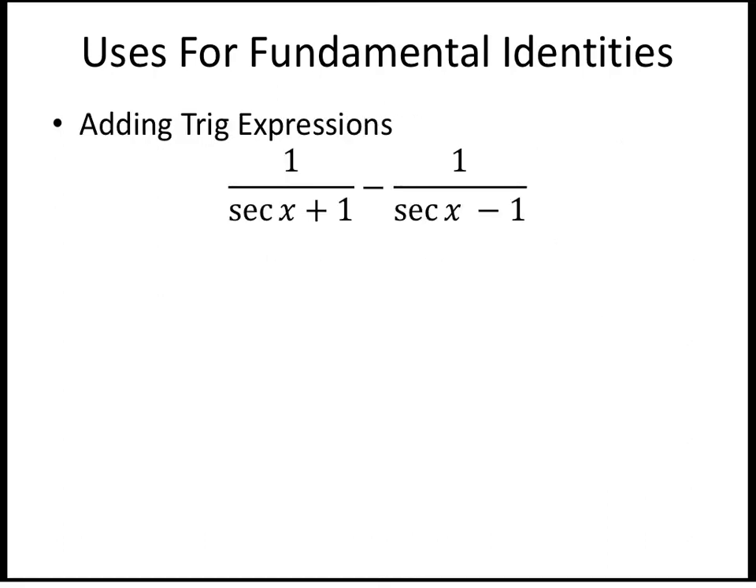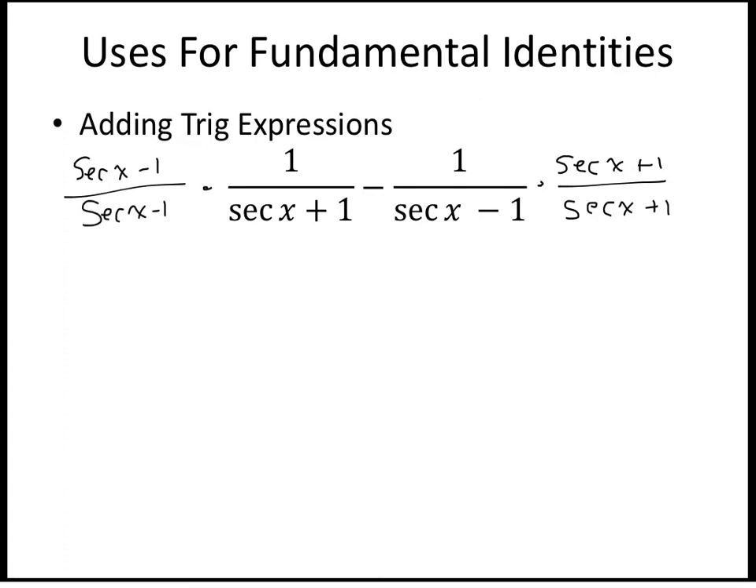Now let's talk about adding trig expressions. Whenever we add trig expressions, we need to have common denominators. And a lot of times when we get common denominators, we end up having to multiply each fraction by the denominator of the other fraction over itself. So I'm going to multiply this by secant of x plus 1 over secant of x plus 1. And I'm going to multiply this one by secant of x minus 1 over secant of x minus 1. Now my common denominator is going to be secant of x minus 1 times secant of x plus 1.